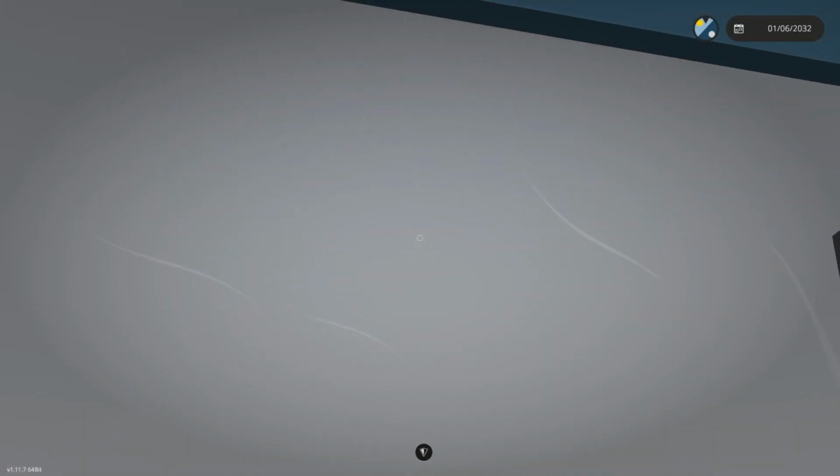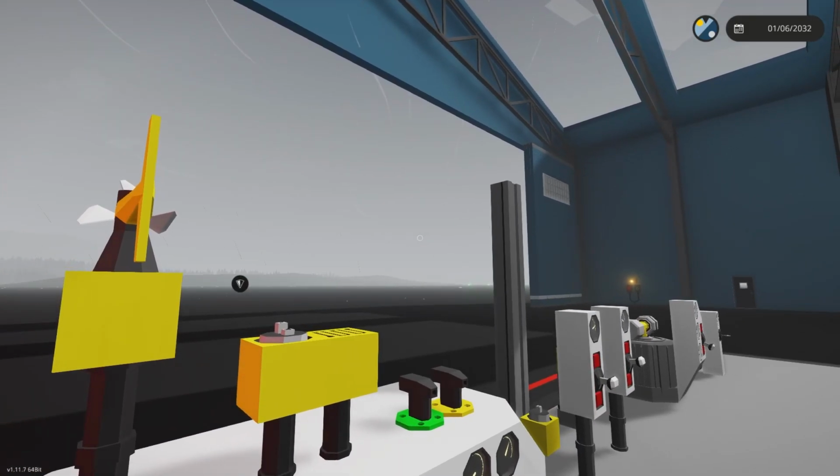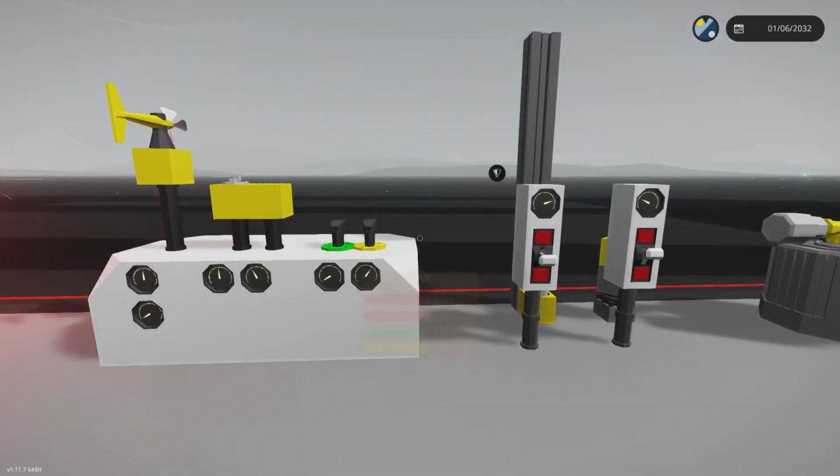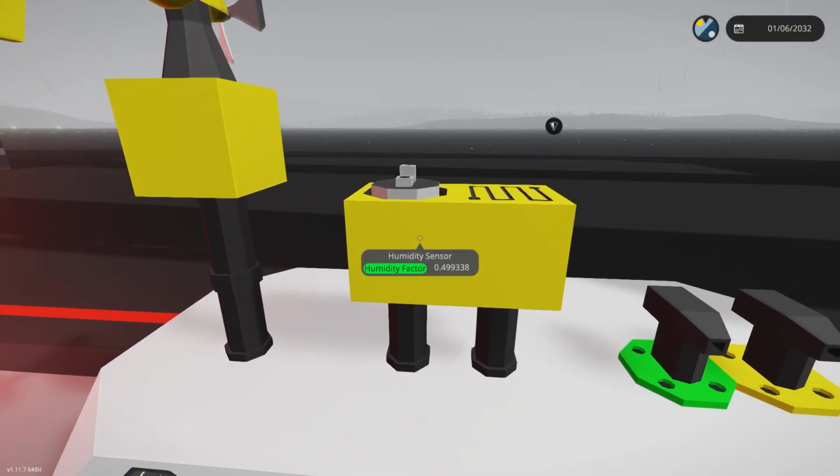If we went out there, you'd see there's wind, and it would point in that direction, which you can work in conjunction with a compass sensor, and we'll talk about that a little bit in a second. But going on from here, we have a humidity sensor.